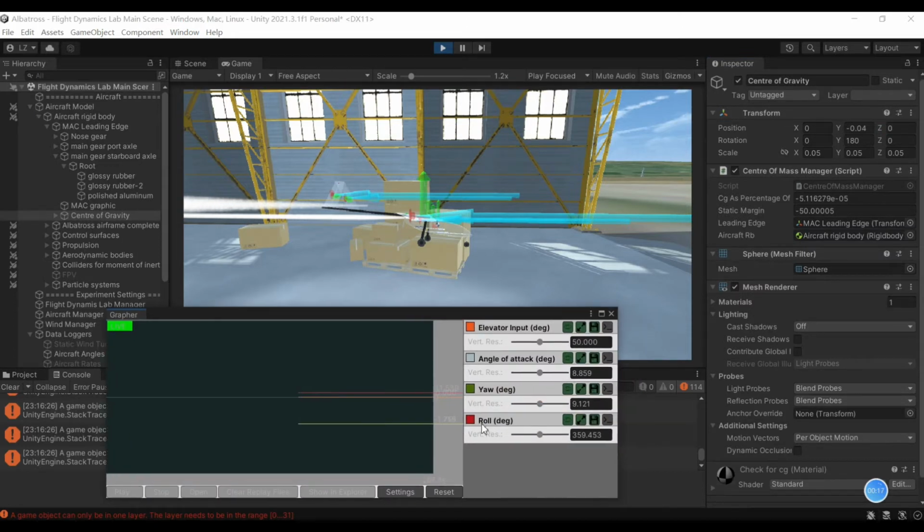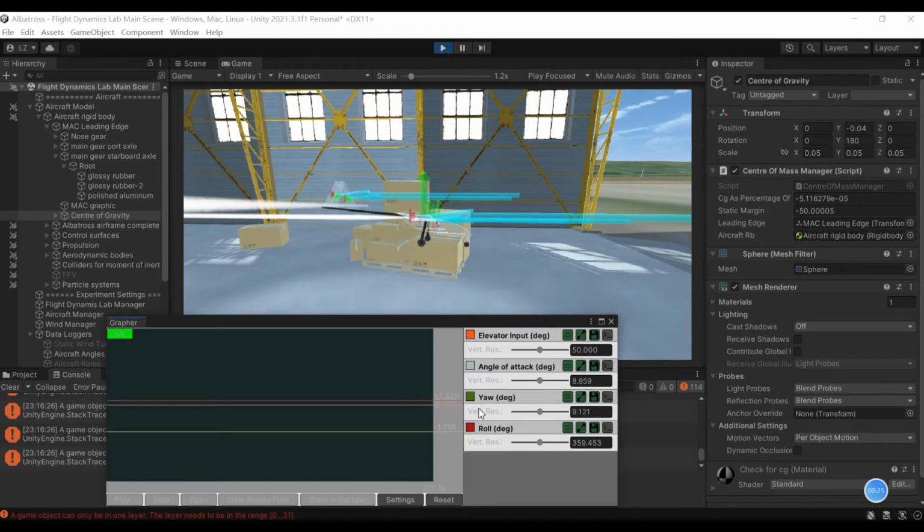Now we have the 4 parameters: roll, yaw, angle of attack, and elevator input. The angle of attack is relatively negative, which means it has a nose down pitching moment, showing that the CG is far too forward. And we adjust the CG position to 0.01 meters after the leading edge of the wing. And here shows the CG as a percentage of the mean aerodynamic chord. So here it is 4.29% of the mean aerodynamic chord.